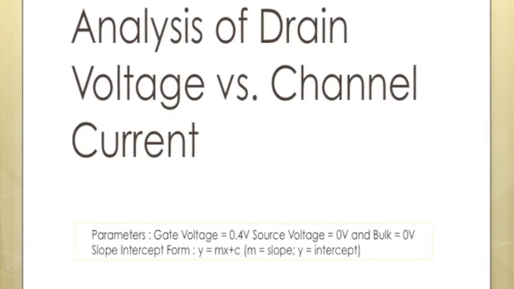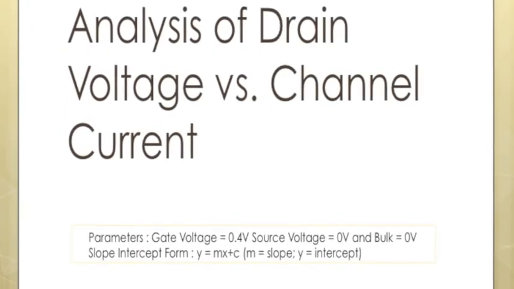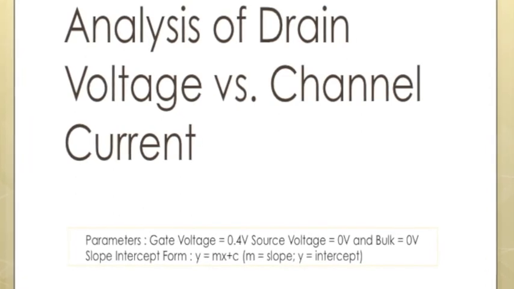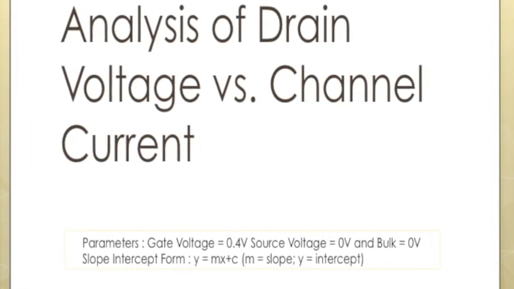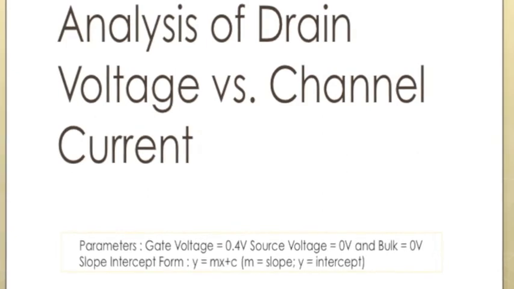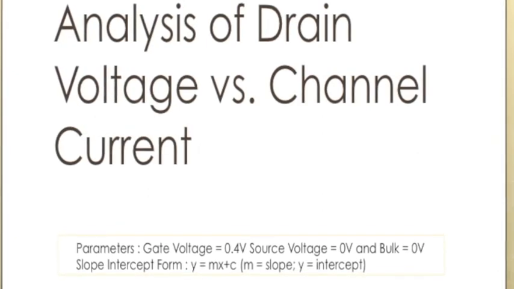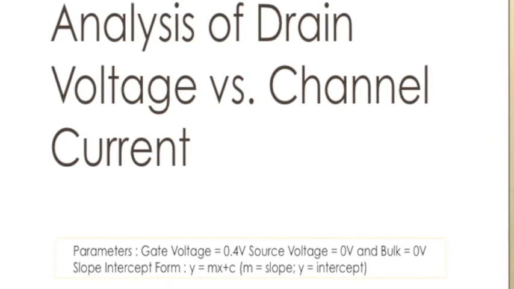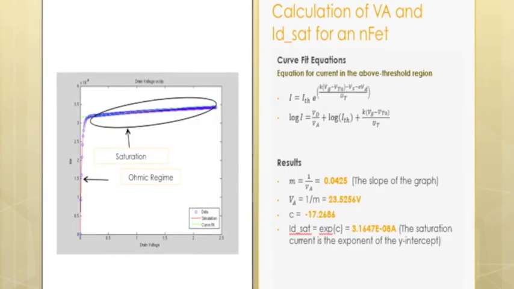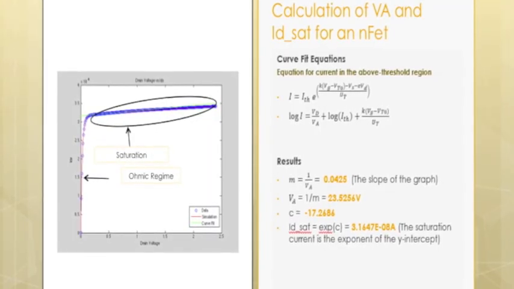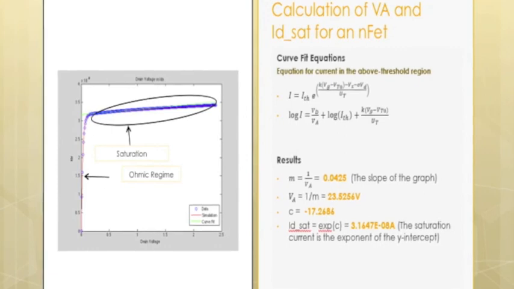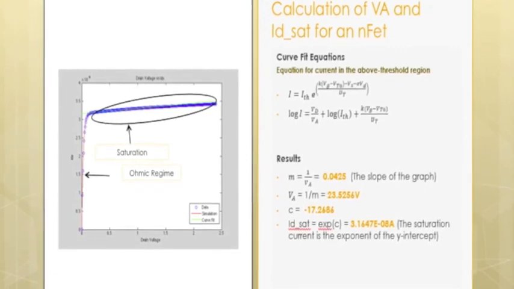The third experiment was the analysis of drain voltage versus channel current. Here, the gate was kept at 0.4 volts and the source and the bulk were kept at 0 volts. The set of equations expressed in slope-intercept form give us the following graph for channel current versus drain voltage.